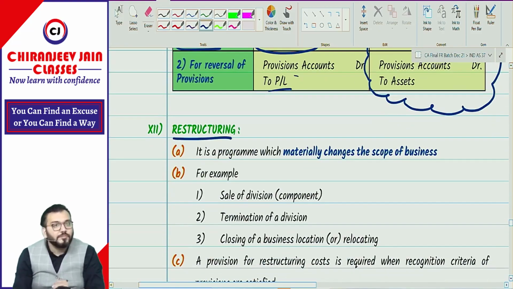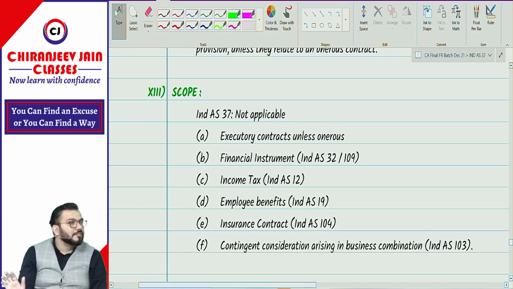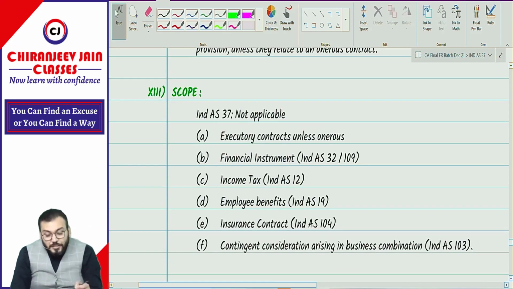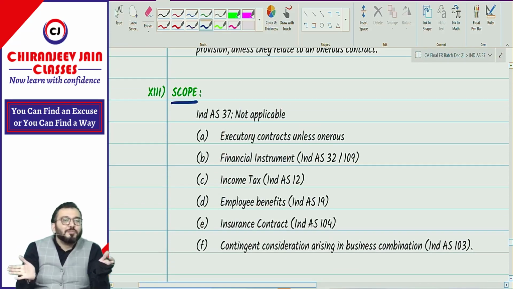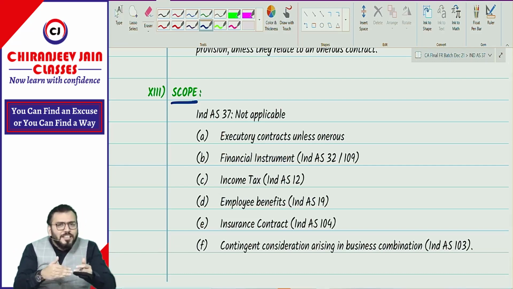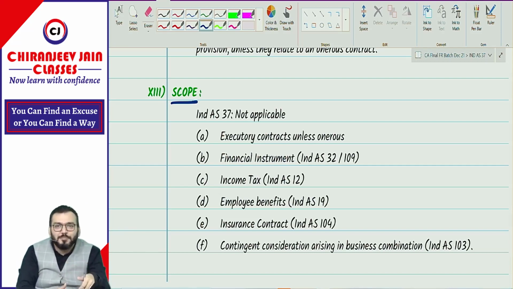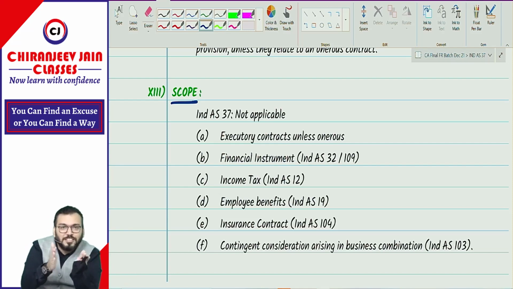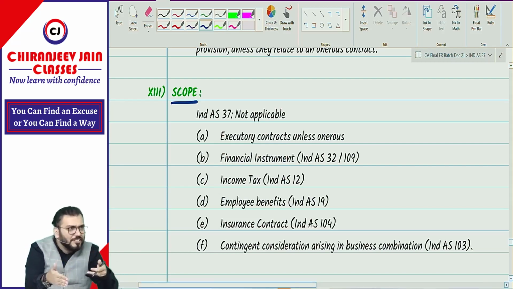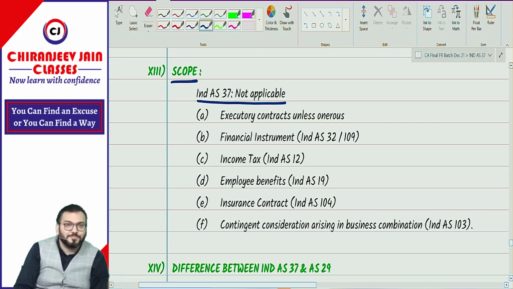Restructuring I will do tomorrow, because it is an important concept. I am deferring it; restructuring takes time. Scope. What is the scope of this chapter? I am just winding up this chapter now. Normally scope is given at the beginning of an Ind AS, but I am giving it at the end, because when you don't know the Ind AS, how can you know its scope? First you need to understand what is given under the Ind AS, then we need to understand the scope of this chapter.